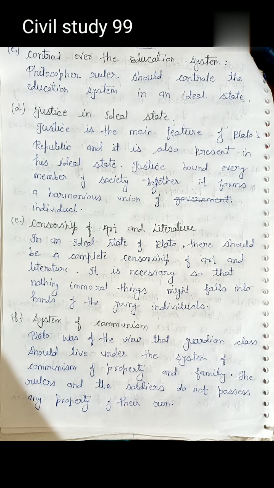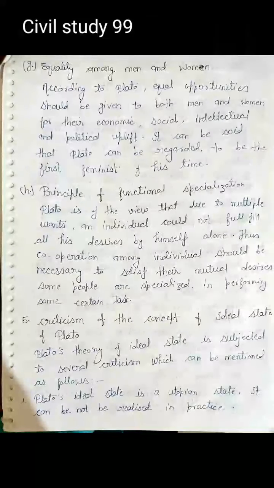It is necessary so that no immoral things might fall into the hands of young individuals. Next, system of communism. Plato was of the view that the guardian class should live under the system of communism of property and family. The rulers and the soldiers do not possess any property of their own.